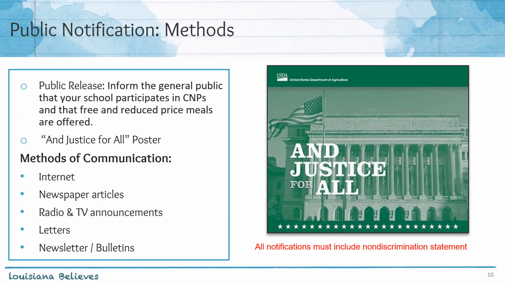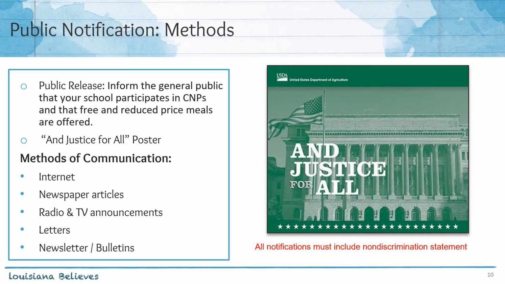Public notification methods. Schools must notify the public annually of their participation in the program. Notification to applicants and participants must include information regarding program availability, program rights and responsibilities, the procedure for filing a complaint, and the policy of non-discrimination. The first method is public release. Schools must take specific actions to inform the public of their program rights and responsibilities and the steps necessary for participation in the program. They must also display the And Justice for All poster.